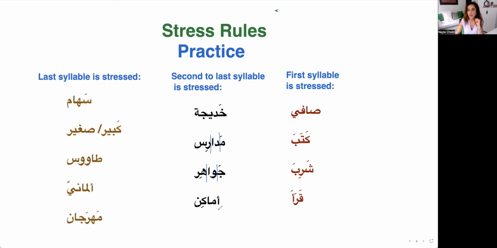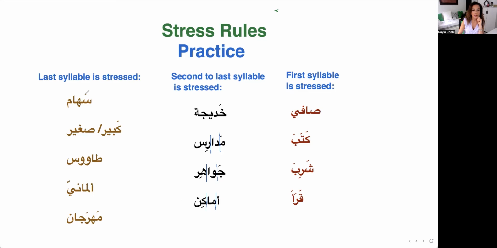Next one, which means places. أماكن. My stress lies on the middle one, which is heavy. أماكن. Places.